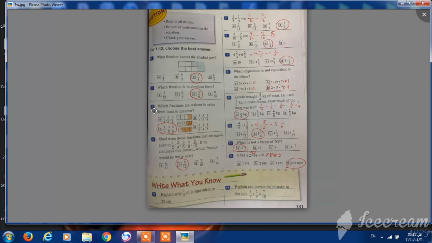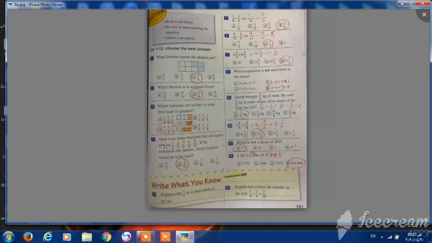And look at number 3. Which fractions are written in order from least to greatest? Suppose that we have this shape. I make it in 4 equal parts, then 8 equal parts, then 6 equal parts. And from there we color just 1 part, and from there 3 parts, from there 5 parts. So look at it. It is in order from least to greatest. So C is correct. Draw a circle around C.